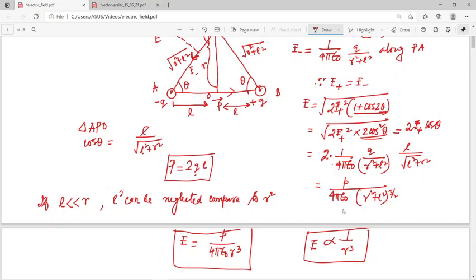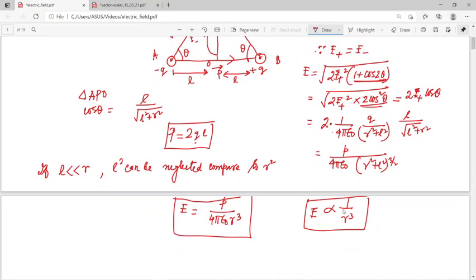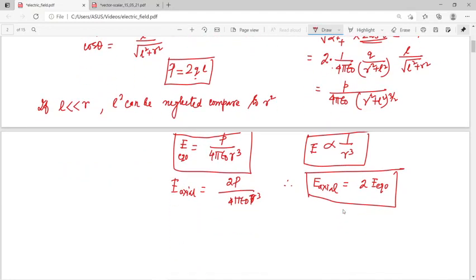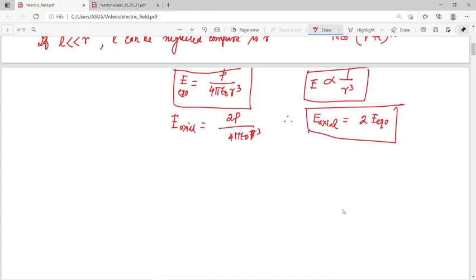So what we can find is that E of this is the equatorial, and the axial position is 2p by 4 pi epsilon naught r cube. So E of axial can be written as 2 into E of equatorial. You can write it like that. I think it is clearly understandable.